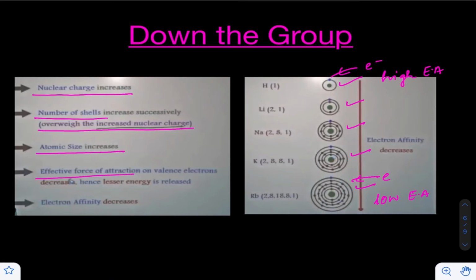Effective force of attraction on the valence electron decreases, hence lesser energy is released. So in this case, the energy released will be less. Electron affinity is the energy released, and if the atom size is smaller, the electron can be attracted with high speed and greater force, so the energy release will be more. That is why we say electron affinity decreases down the group.